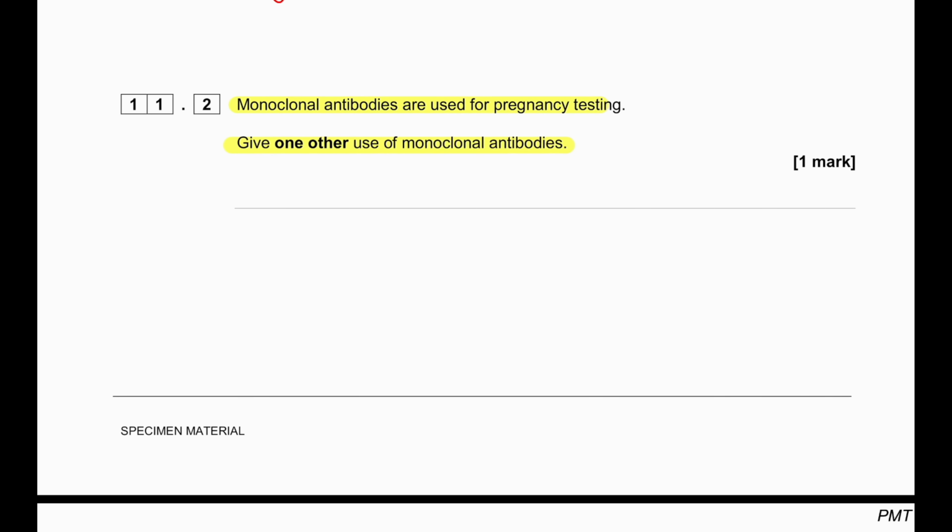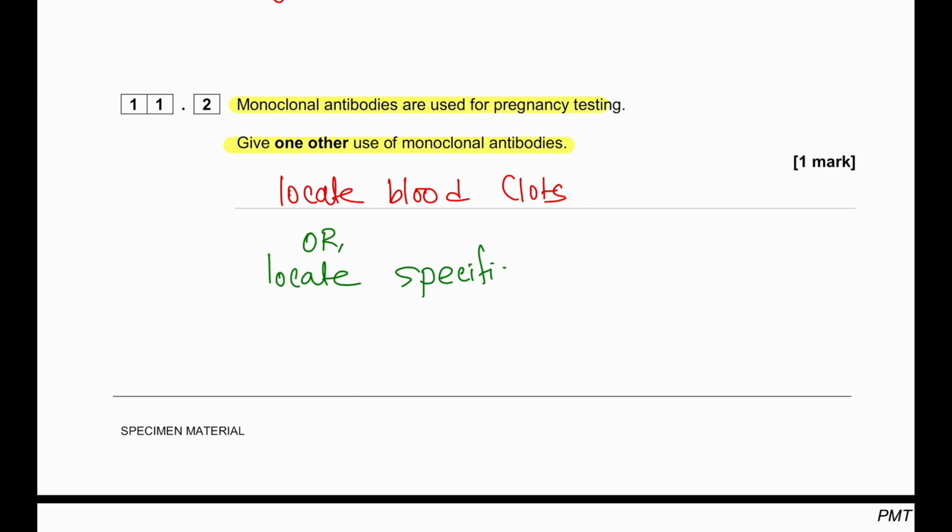Give one other use of monoclonal antibodies. Monoclonal antibodies can be used for locating blood clots, and also for locating specific molecules and hormones. Monoclonal antibodies can also be used for treating some cancers.